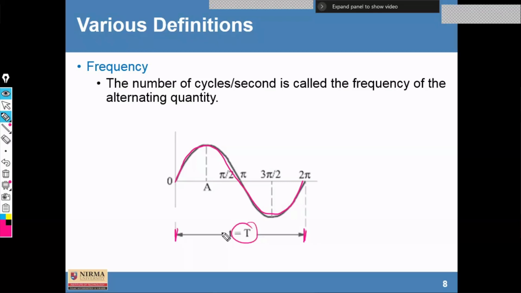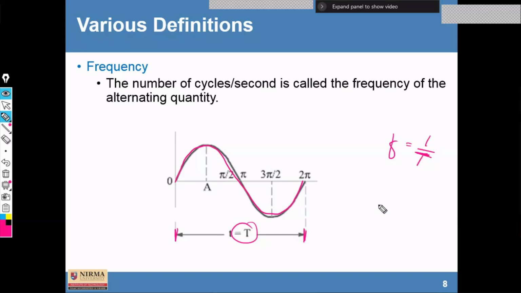Now, what is frequency? Frequency is the reciprocal of time period. Or in other words, we can say the number of cycles per second. Number of cycles per second is called the frequency of an alternating quantity. Quantities may be a voltage and current.